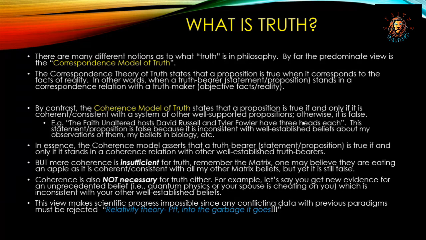Now, why are we assuming the correspondence model, aside from scholarly consensus and common sense as well? Well, there are various problems with all the other theories, and here are some of the drawbacks of the coherence model of truth. For example, mere coherence or consistency with other beliefs is clearly insufficient for truth. Just remember the example of the Matrix or René Descartes' dream world where everything's an illusion. We're in a virtual world. Well, I may believe in that world that I'm actually eating an apple right now.